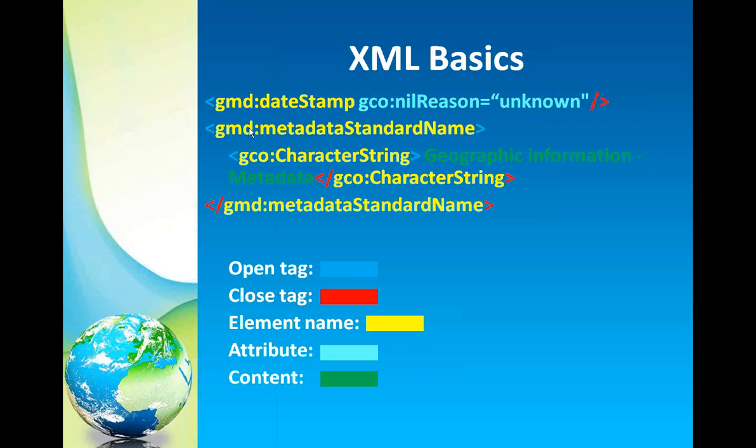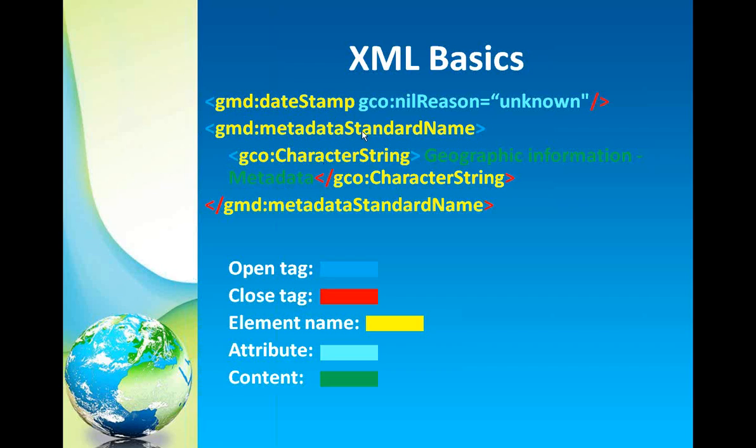We have another element name called metadata standard name that opens and closes. It has a child called character string, and the character string has the content, geographic information metadata. So the metadata standard name is geographic information metadata. It just gets them used to seeing how ISO works.